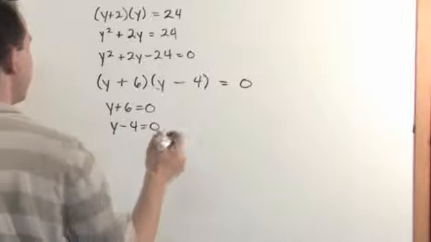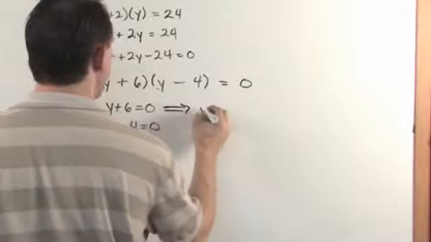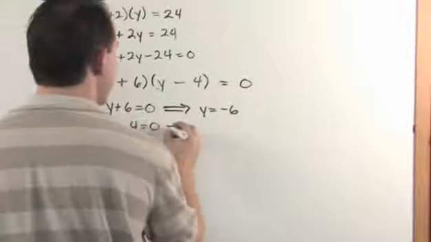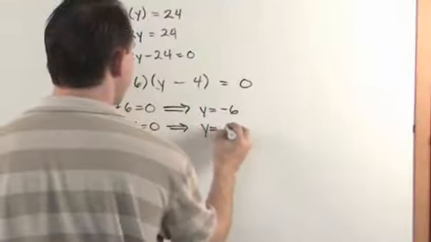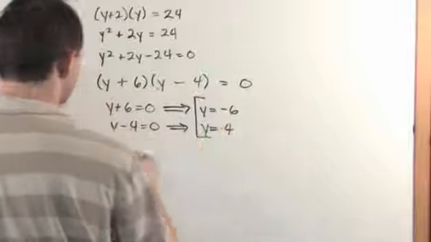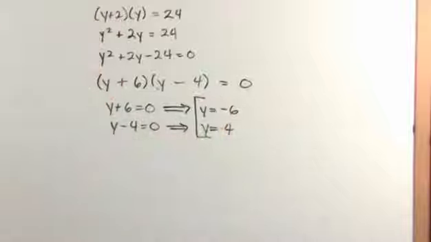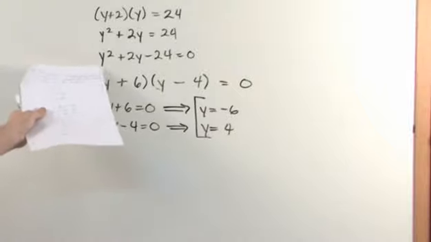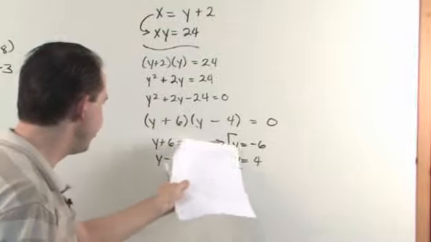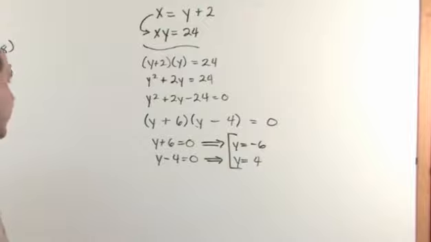And when we do that, this means that y can equal negative 6, just subtracting 6 from both sides, and this means over here that y can equal positive 4, adding 4 to both sides. And these are our two answers. Now notice in this case we had a quadratic equation, which had a square term, and we got two values of y as a result, which was good.